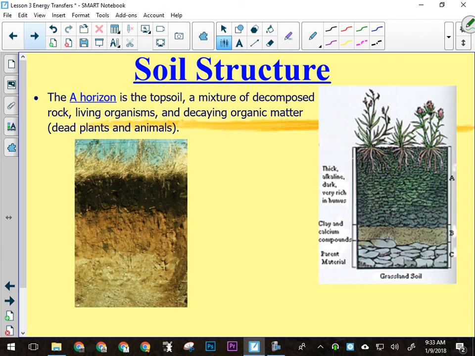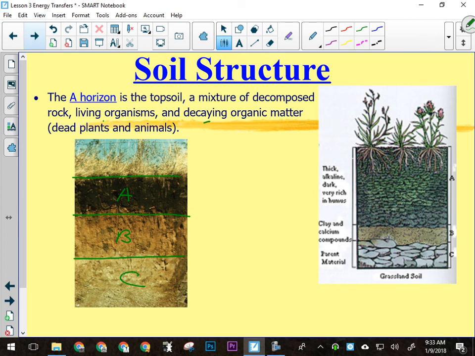All right, so the A horizon is the topsoil, and it's a mixture of decomposed rock, living organisms, okay, and decaying organic material. All right, so here's just another soil profile. You can see the A horizon is quite a bit bigger on this one, okay? The B horizon's about there, and then there's the C horizon down below.